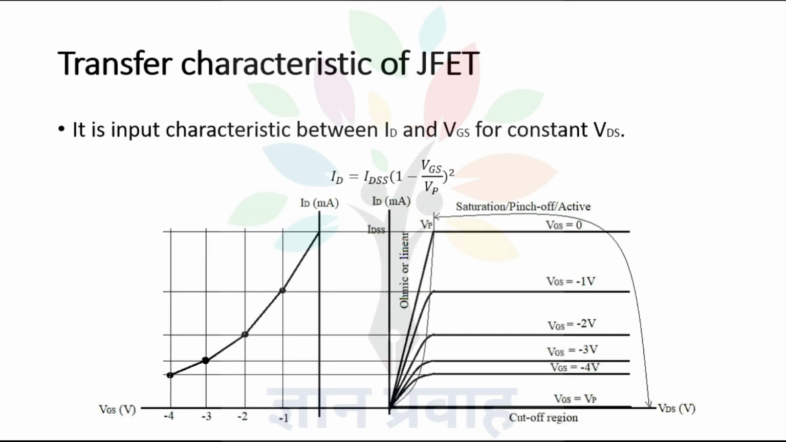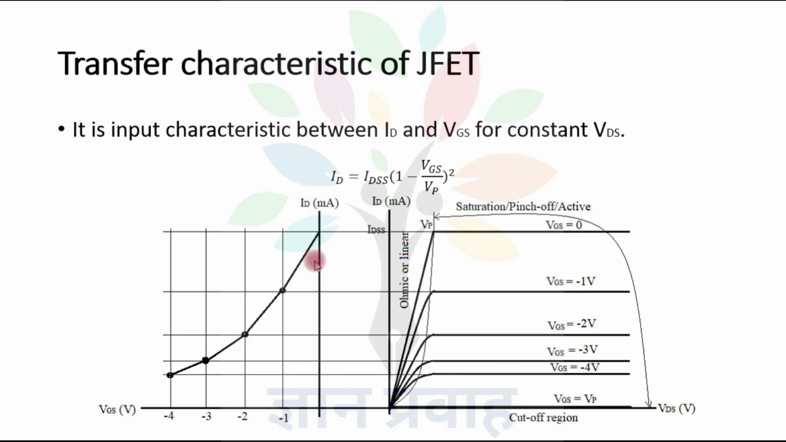Transfer characteristic of JFET. Transfer characteristic is also called input characteristic, and it is the curve between ID and VGS for constant VDS. So transfer characteristic can be obtained by using output characteristic of JFET. So output characteristic of JFET is plotted here, and from this output characteristic we can plot transfer characteristic of JFET because it is the curve between ID and VGS for constant VDS voltage.